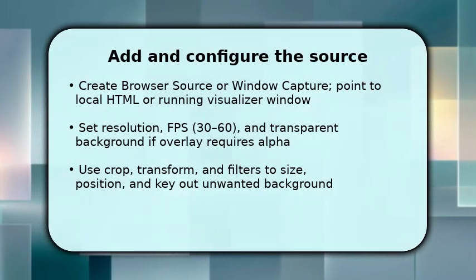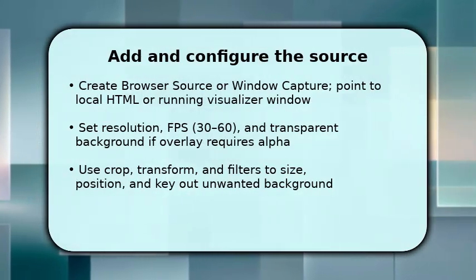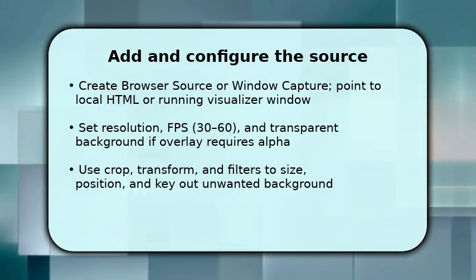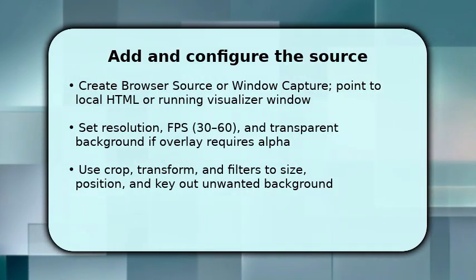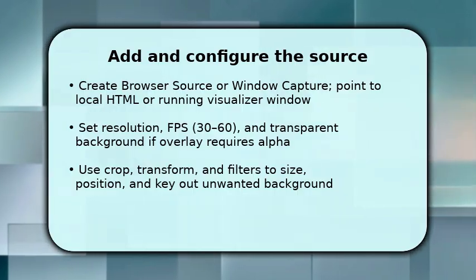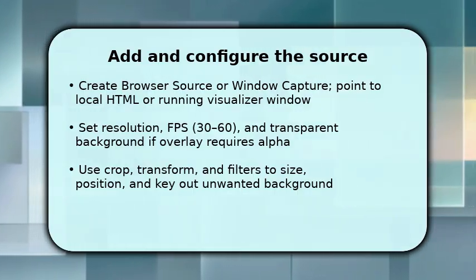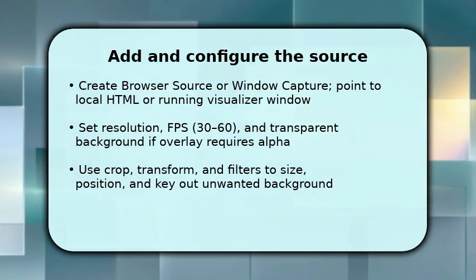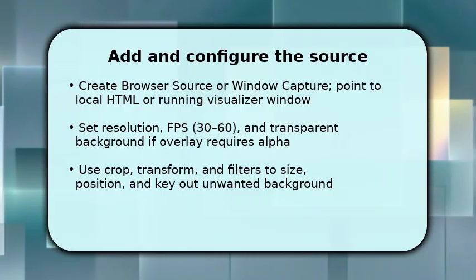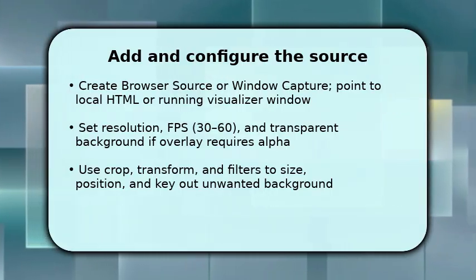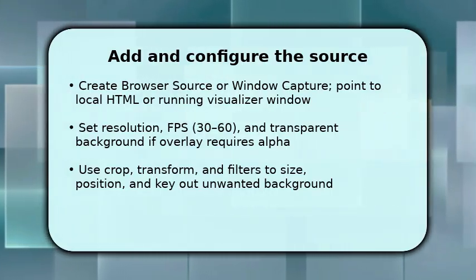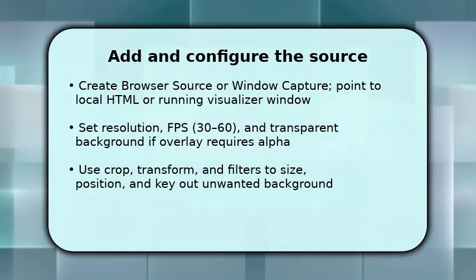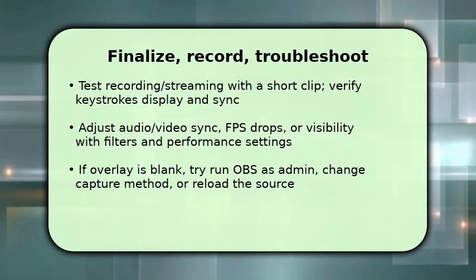Now you add the overlay source and configure it precisely. If you use a browser source, paste the local file path or URL and set width/height and FPS. If window capture, choose the visualizer window and tick capture cursor off. Once added, use transform to scale and position the overlay where you want on screen. Apply the color key or alpha blend filter to remove backgrounds, and lock the source when satisfied so accidental moves don't break your layout.